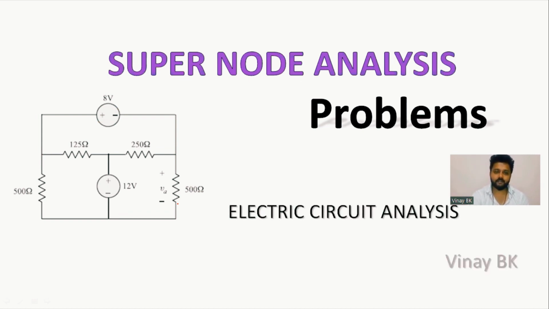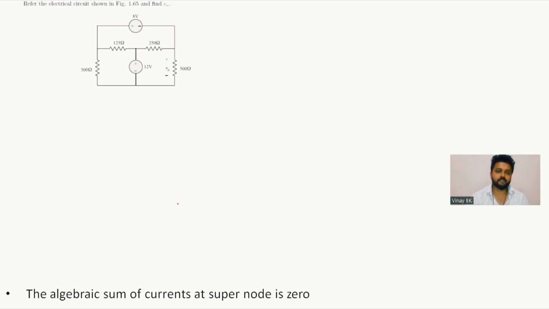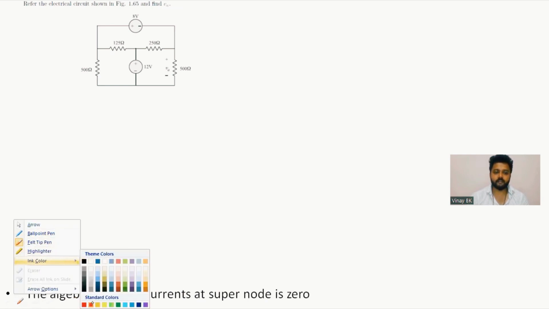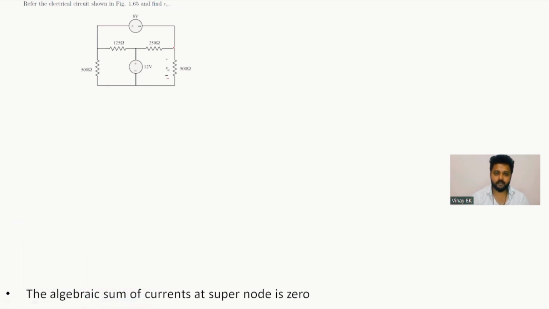Okay, so now let us consider this problem. Refer to the electric circuit, find VA. They asked you to find VA, so you need to find the value of VA. VA is nothing but this node voltage. So first mark the node voltages. There is V1, V2, V3 and the reference node.